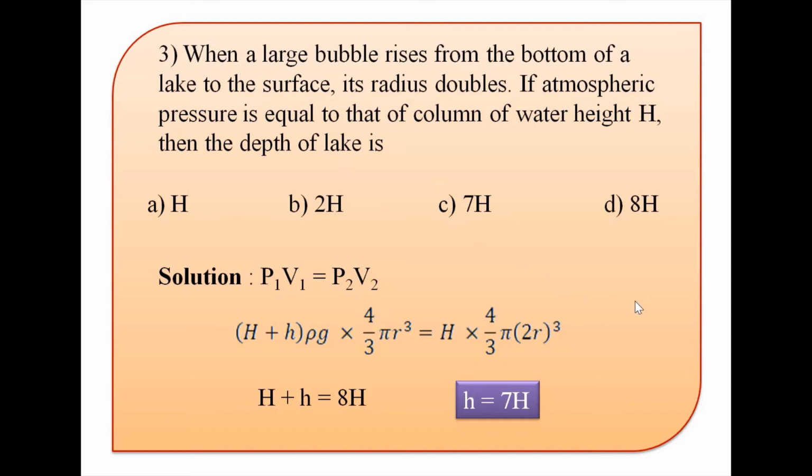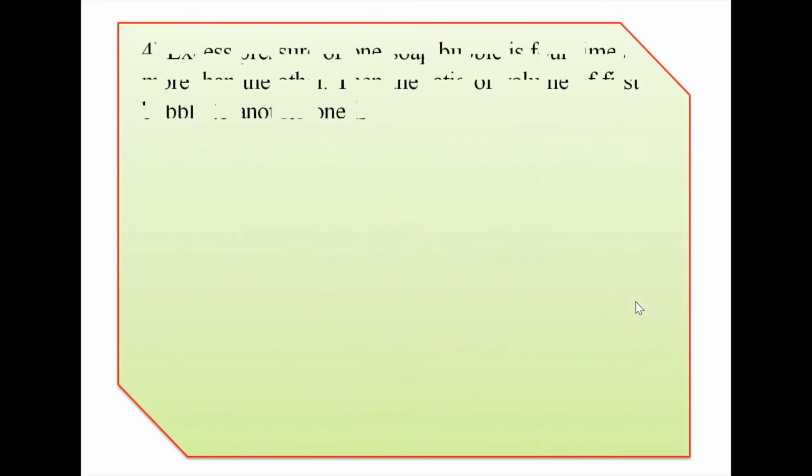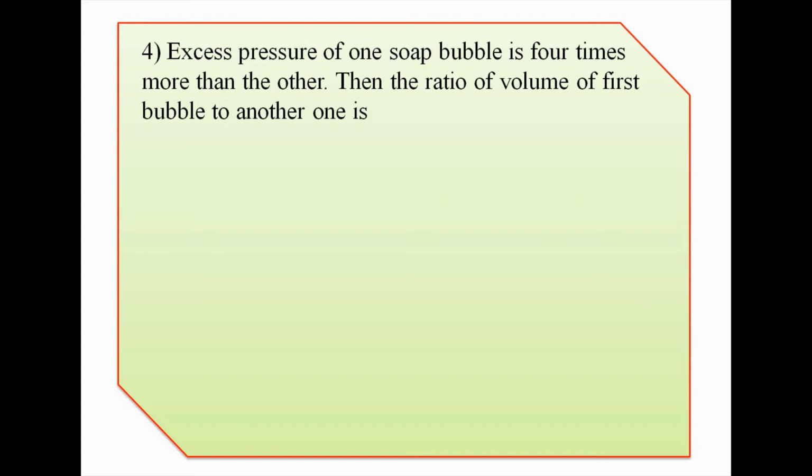Let's see the next objective. The excess pressure of one soap bubble is 4 times more than the other. Then the ratio of volume of the first bubble to the other one is. Options are: option A is 1:64, option B is 1:4, option C is 64:1, and option D is 1:2. Let's see the solution.